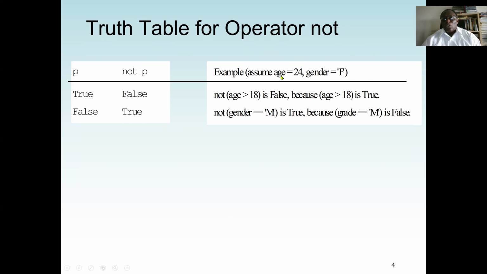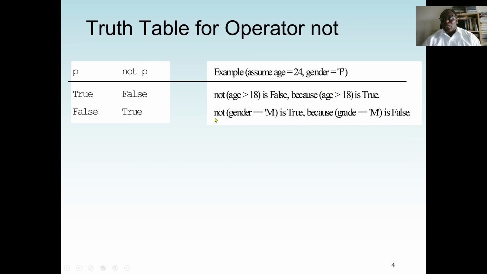Now, if we have a condition here that age is 24, gender is F. Now, when we say not age greater than 18, the answer will be false because age is 24. 24 is greater than 18, that's true. But we have not, so not true gives us false. That's what we say, because age greater than 18 is true, not true is false.